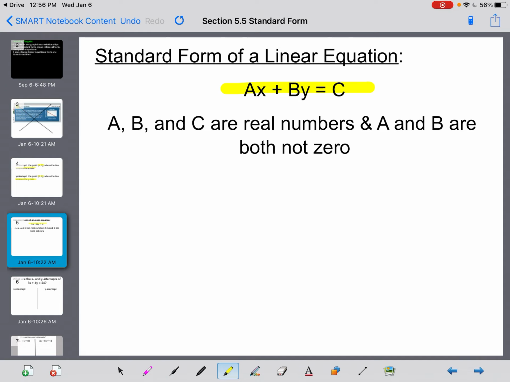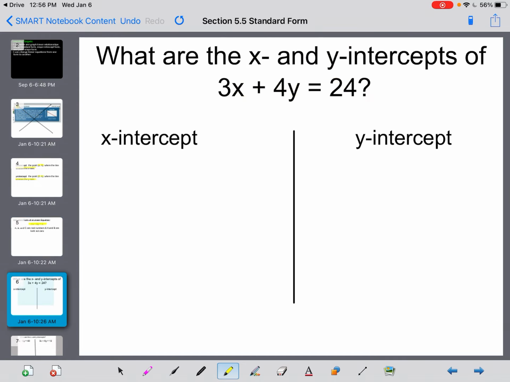All right, our standard form looks like this: ax plus by equals c. A, b, and c all have to be real numbers, and a and b are both not 0. Okay, this form is going to come in handy if we're looking for intercepts.